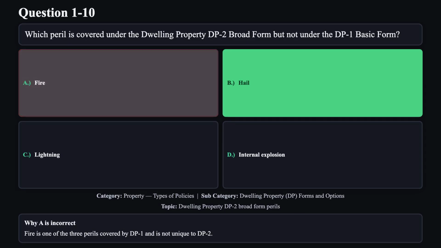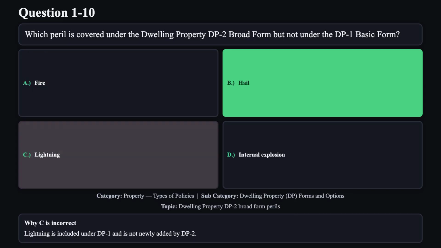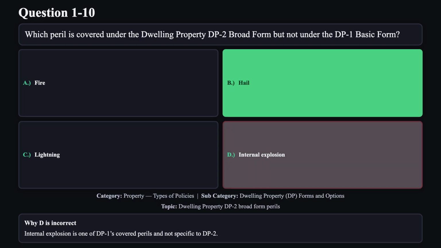Reason A is not correct. Fire is one of the 3 perils covered by DP1 and is not unique to DP2. Reason C is not correct. Lightning is included under DP1 and is not newly added by DP2. Reason D is not correct. Internal explosion is one of DP1's covered perils and not specific to DP2.